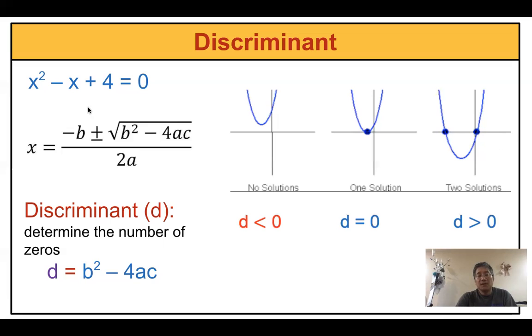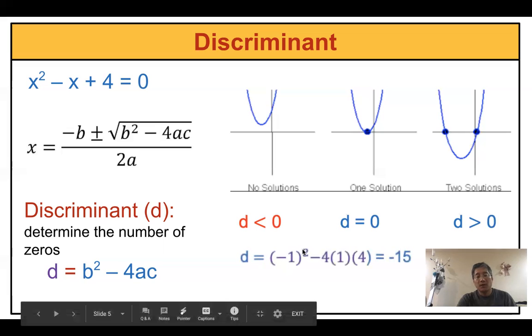So how about this function, x squared minus x plus 4? How many zeros do you think you will have? Without solving it, quickly we can determine by discriminant, right? So let's see. To get the discriminant, a is 1, b is negative 1, c is 4, right? You plug in b squared, negative 1 squared, minus 4 times a times c, 4 times 1 times 4. Negative 1 squared is 1, minus 16 is negative 15.